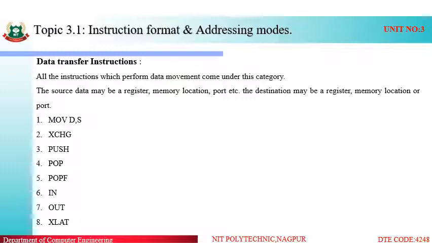So first is the move instruction, then there is exchange. Exchange will exchange the contents of source and destination. Then there is the PUSH instruction. Push, as you may know, is related to stack operations. Push means inserting the data onto the stack top. POP means retrieving the data, getting the data back. Then PUSHF and POPF, then the IN instruction, OUT instruction, and the translate instruction, XLAT. So we will see them in detail now.